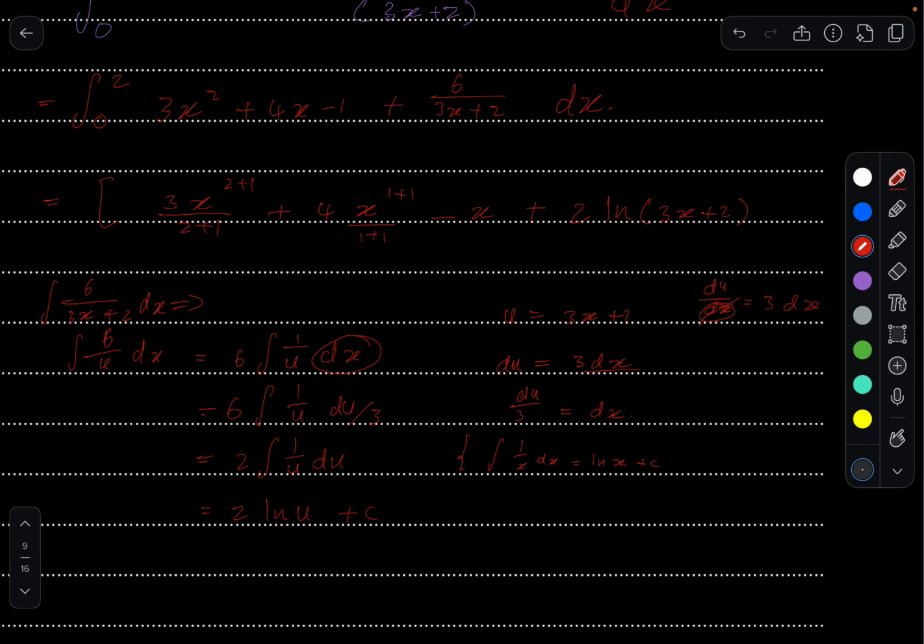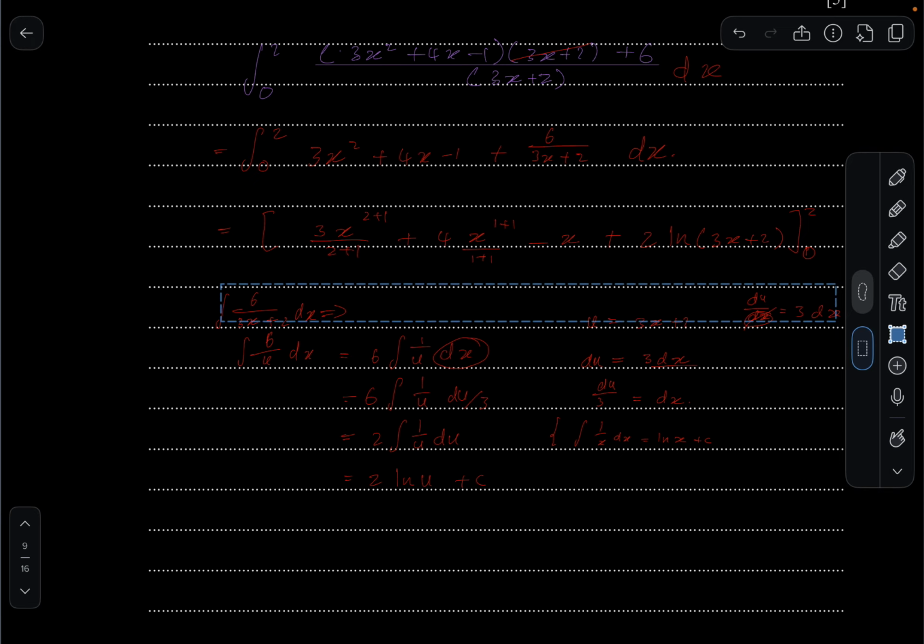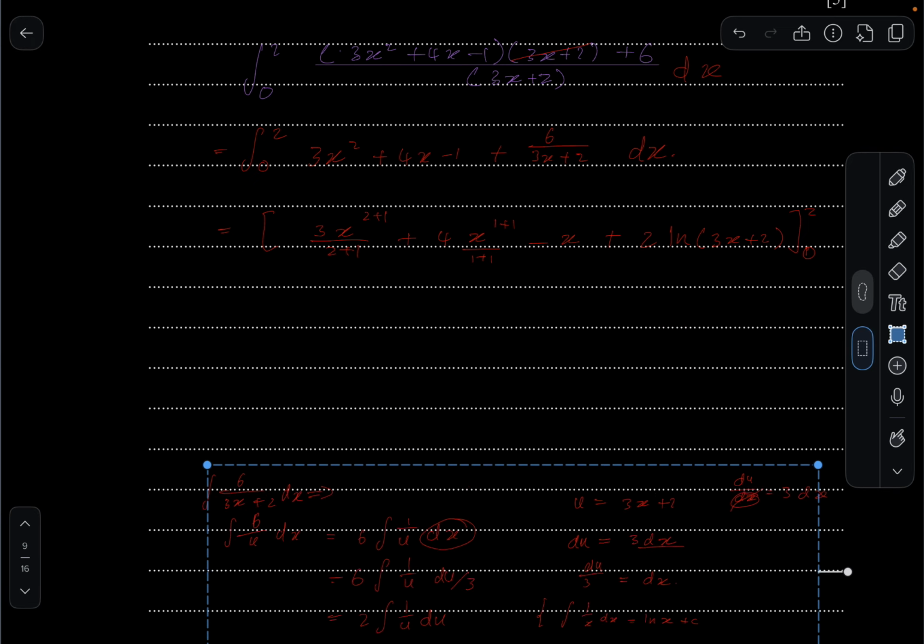Now, how would you memorize this part if you had to memorize it? I'm just going to move everything that I did here a little bit down.